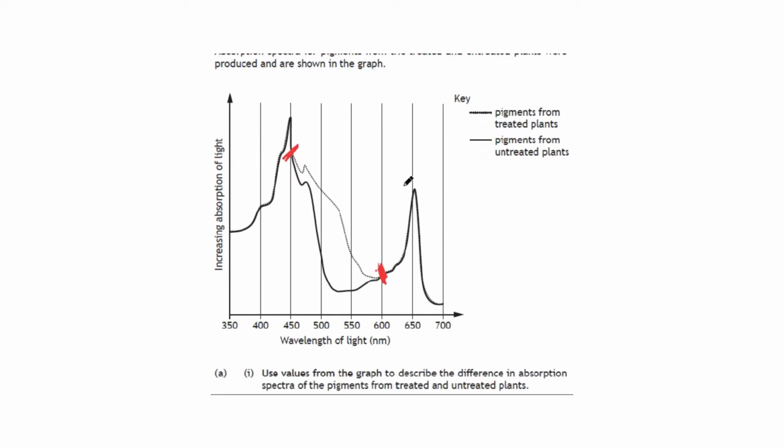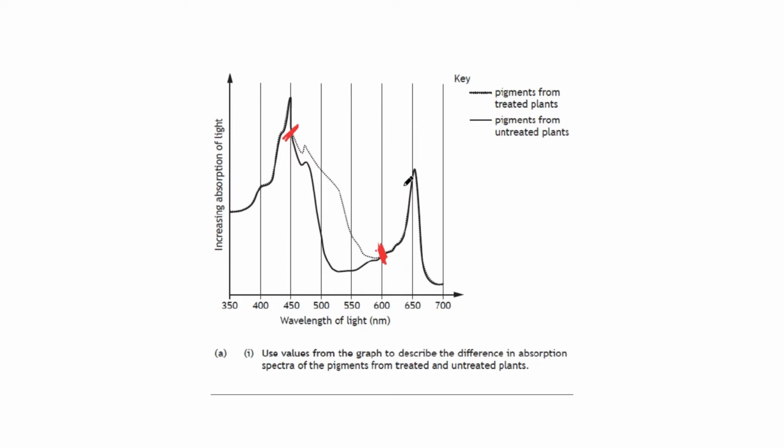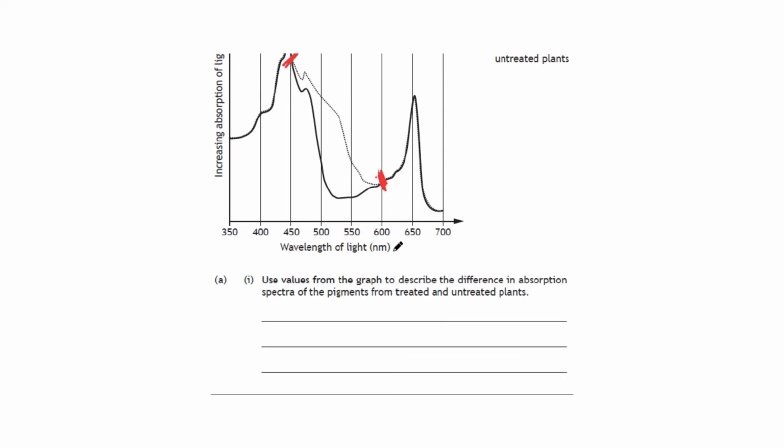So let's see. Use values from the graph to describe the difference in absorption spectra of the pigments from treated and untreated plants. So it is just looking at this difference. So what you can say is, let me just check exactly the marking scheme. So treated plants have got higher absorption, and then you need to say when. So they've got higher absorption between 450 and 600 nanometers. Okay, so that's your answer for the first one. Treated plants have higher or greater absorption between 450 and 600 nanometers.